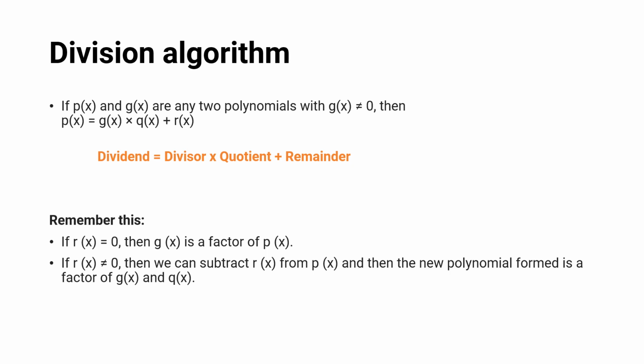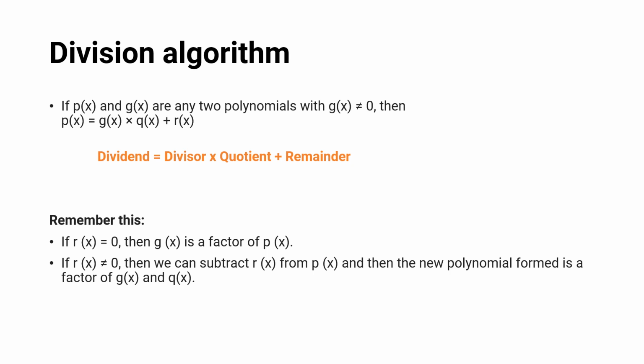Division algorithm. If p of x and g of x are two polynomials with g of x not equal to 0, then p of x equals g of x into q of x plus r of x. The formula to remember here is dividend equals divisor into quotient plus remainder. I repeat, dividend equals divisor into quotient plus remainder.